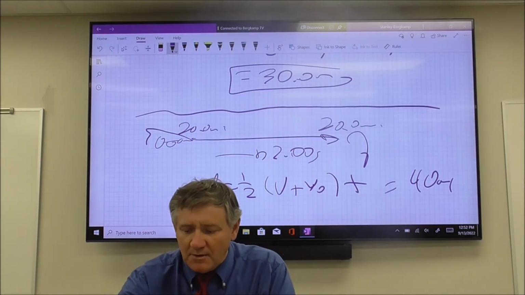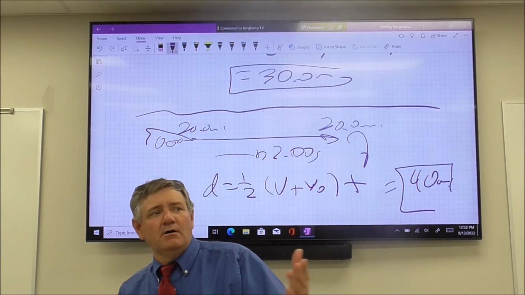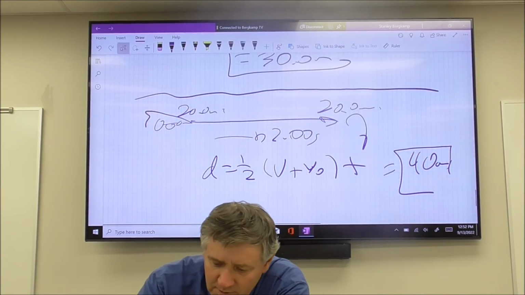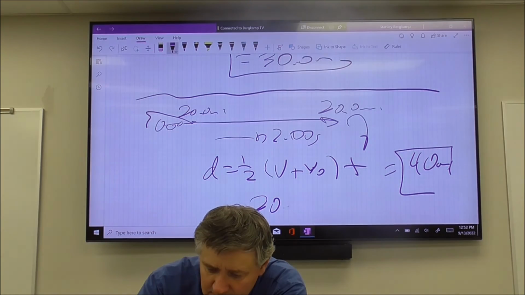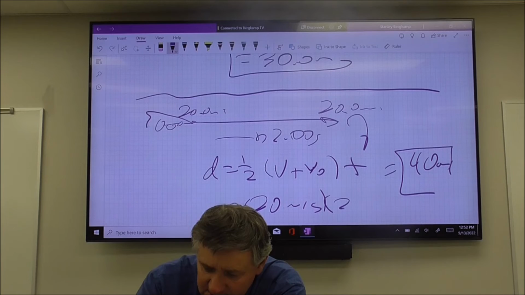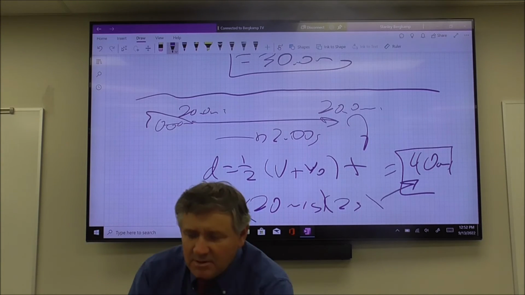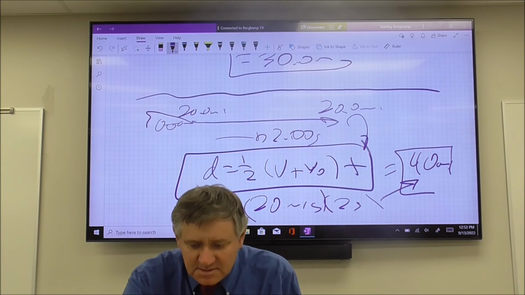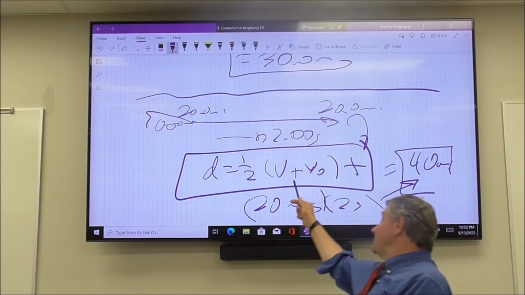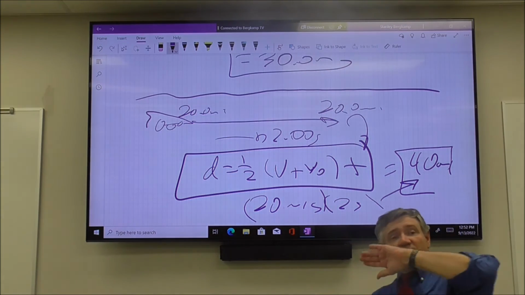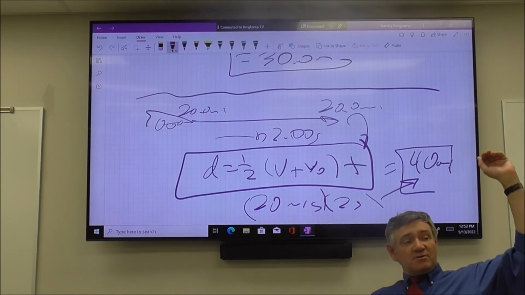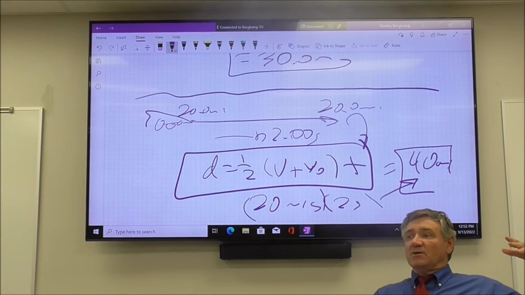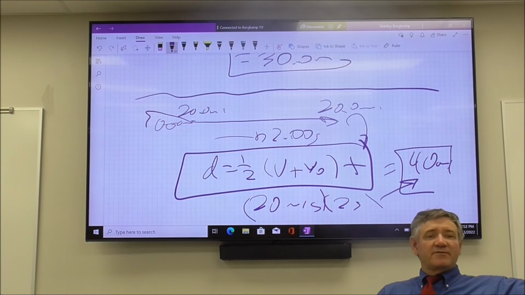Now, the other thing that you can do is go, oh, Mr. Burkamp, you went 20 meters per second for 2 seconds. You're going to travel 40 meters. So here's the deal. This distance equals 1/2 (v plus v naught) time works under any circumstance. It works if you're speeding up. It works if you're slowing down. It even works if you have constant velocity.